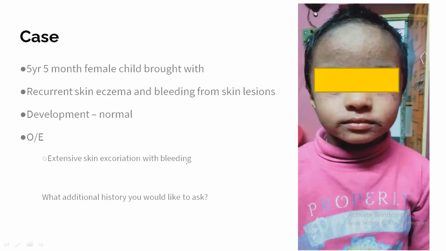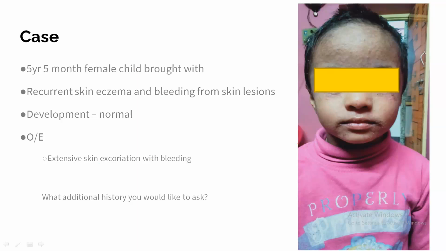This is another child. Most of the times we will be looking at eczema, chronic skin allergy, but CBC is extremely important in these children also. This is a 5 years old child with recurrent skin eczema, bleeding from the skin lesions. She should have seen at least 100 pediatricians and at least 50 dermatologists before coming to us. She was developmentally normal, had extensive skin excoriation with bleeding, almost like a nightmare night she had.